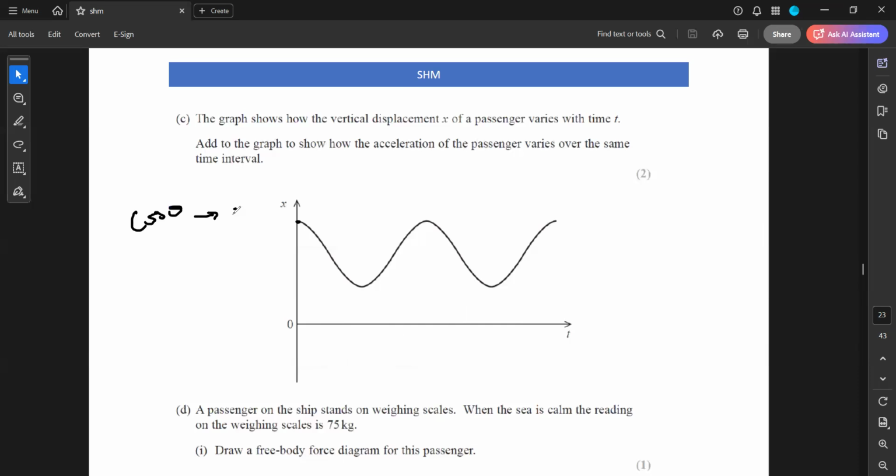If the displacement is a cosine, what about the velocity? The derivative of cosine is minus sine. So velocity will be minus sine. If they ask us to sketch a velocity time graph, this will be the shape of the velocity time graph.